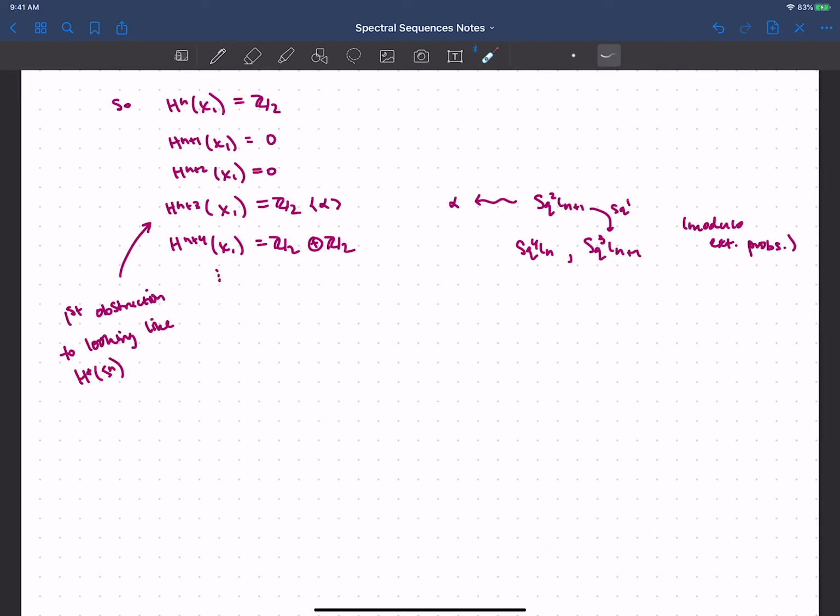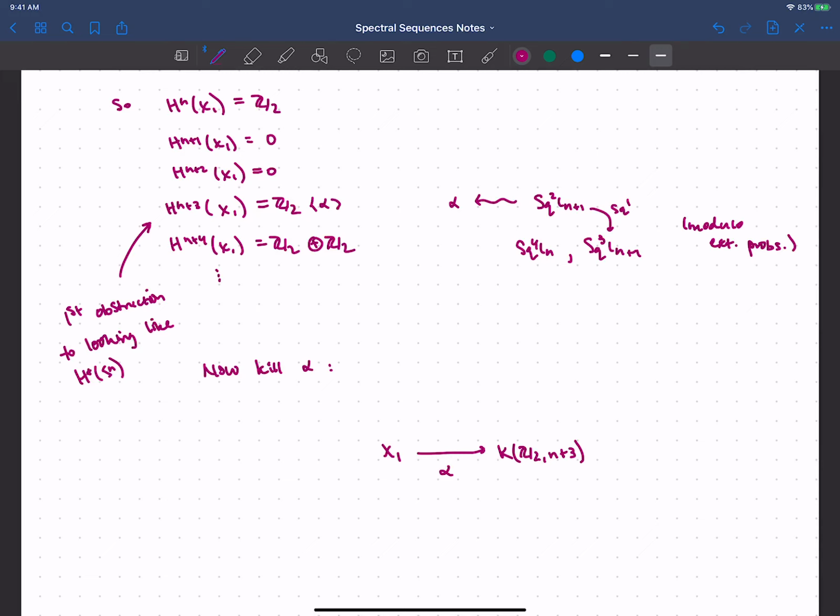And ultimately, at some point, we'll have to kill off these higher obstructions too, but let's just deal with this first one. So the game is to kill alpha. And how do we do that? Well, this alpha is something in H^(n+3) of X1. So how do we kill a cohomology class? Well, we play that same game that we did earlier. We say, alpha can be witnessed as a map from X1 to K(Z/2, n+3). Right? It's something in H^(n+3) of X1 in mod 2 coefficients.